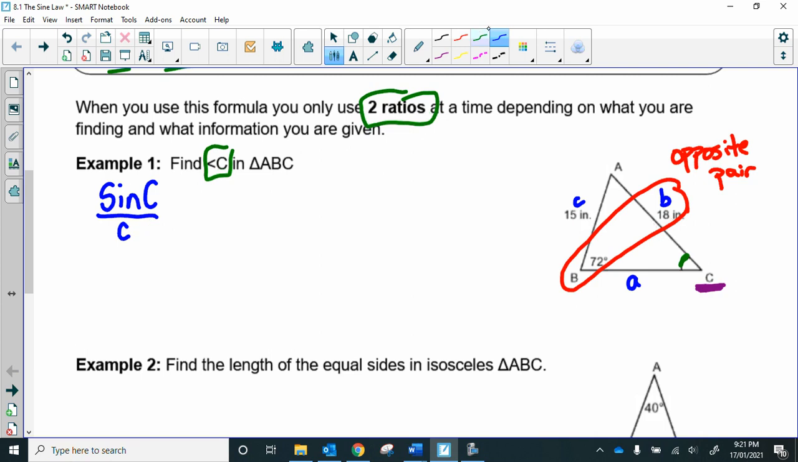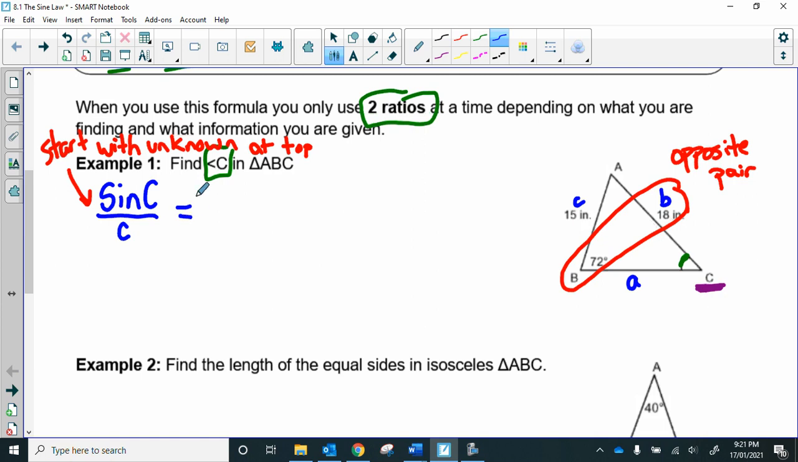So I'm just going to start with the unknown at the top. All right, so now I'm going to continue on with the sine law here.